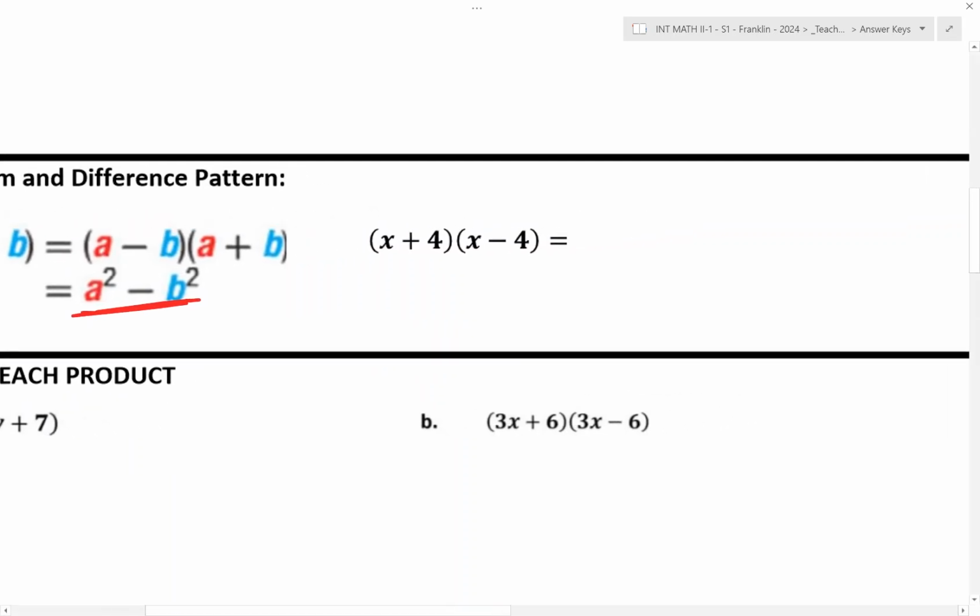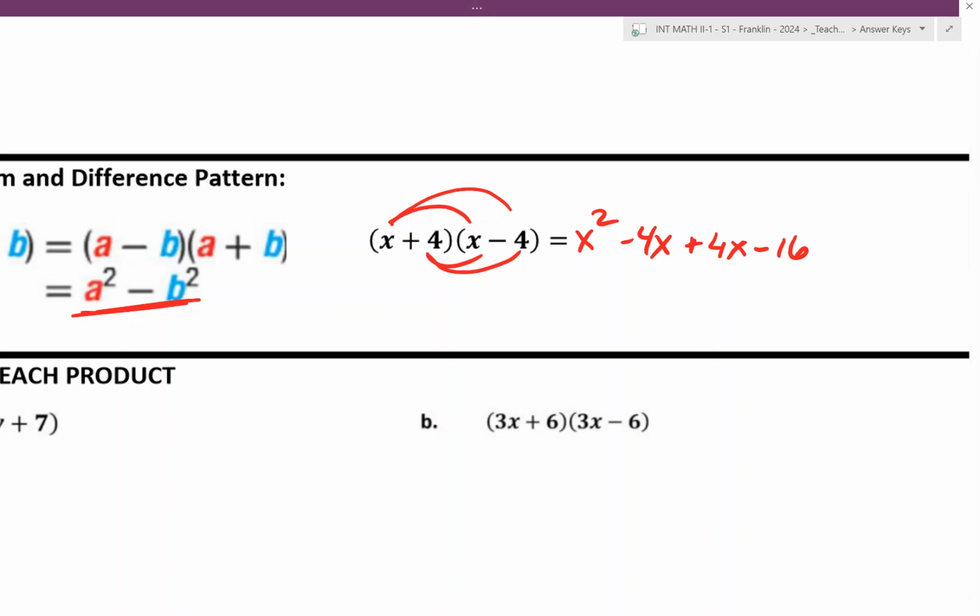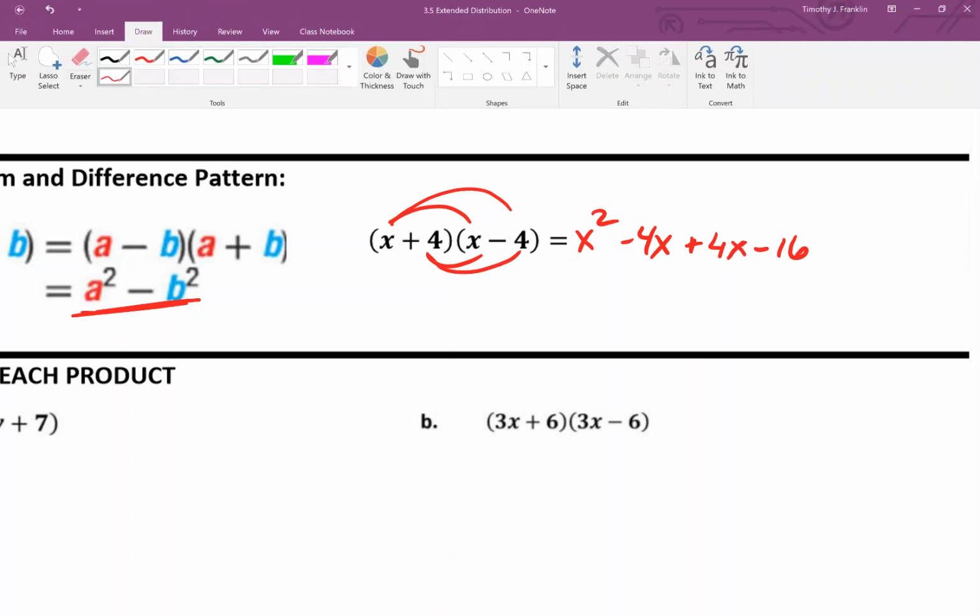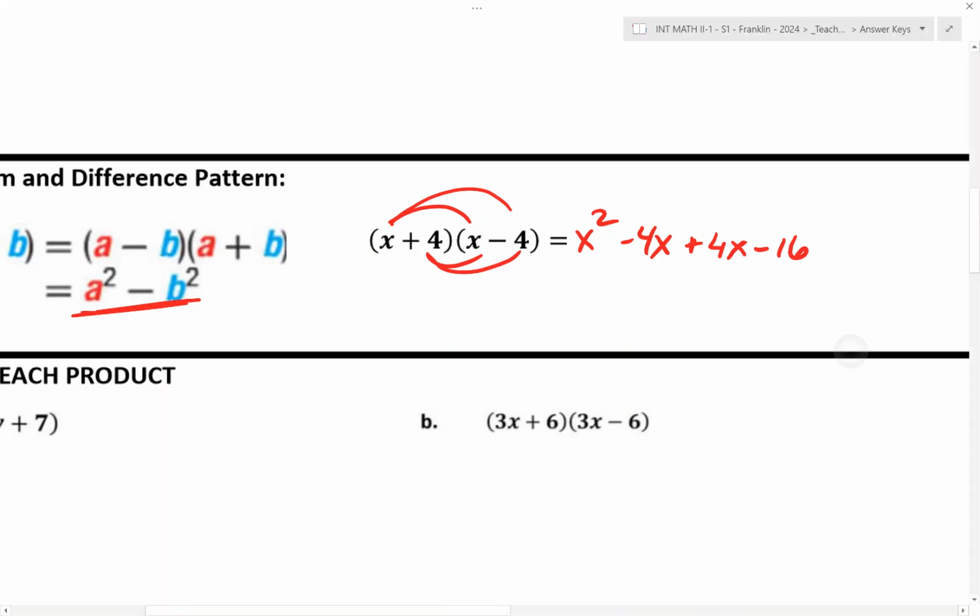So x times x here is x squared. X times negative 4 is negative 4x. 4 times x is positive 4x. And 4 times negative 4 is negative 16. And so you can see here when we combine like terms, the negative 4x and the positive 4x completely cancel out. Negative 4 plus 4 is 0. So we end up here with just x squared minus 16.